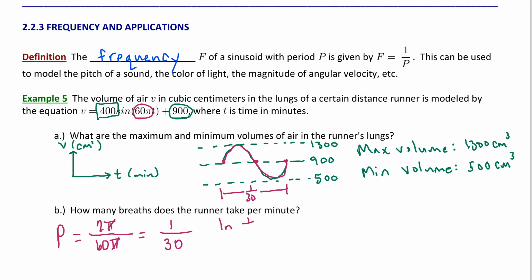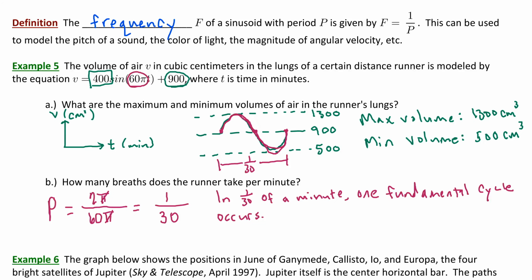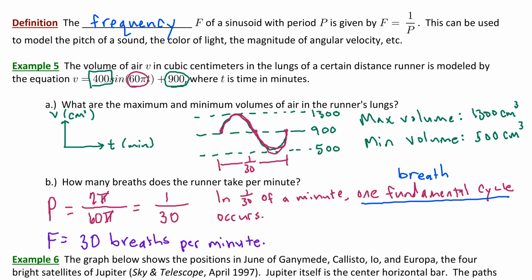So in 1/30 of a minute, one fundamental cycle occurs. Now think about what that means. That means that the runner takes a breath and exhales and then starts the process all over again. So if we invert this to get the frequency, that is, the frequency is the reciprocal of period, then we can conclude that the runner takes 30 breaths per minute. Now, to clarify what one fundamental cycle represents for this particular model, that is one breath, an inhale and an exhale. So again, inverting that period would give us 30 breaths per minute.